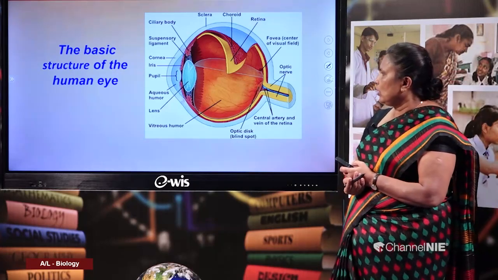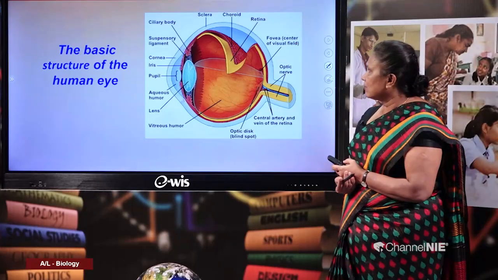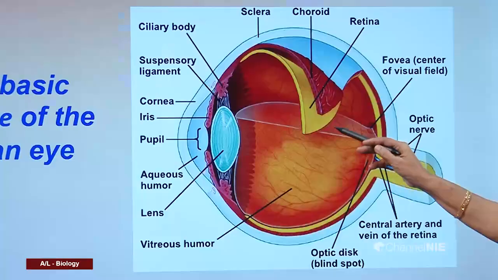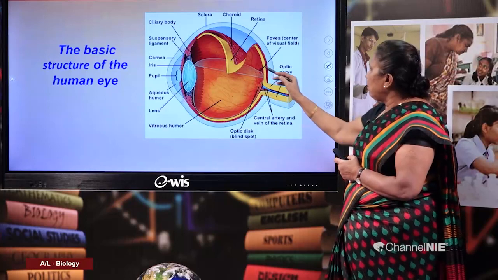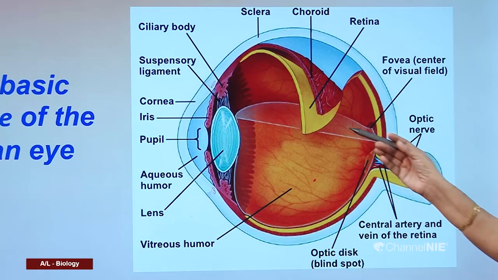This is to give you a better understanding about this particular structure. All the structures are clearly shown in this picture: choroid, retina in yellow color, the transparent vitreous humor. In addition, you can see these blue and red color tubes, which are the central artery and veins to the retina, which supply blood into the choroid. The choroid contains a large amount of blood vessels, which provide the required oxygen and nutrients for the retina.